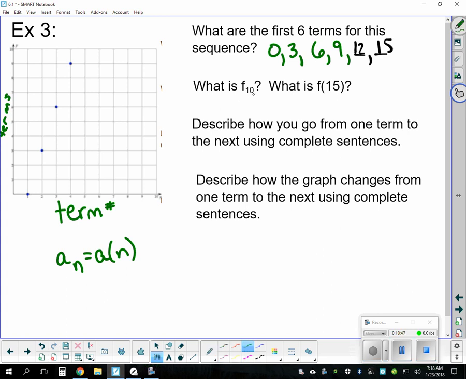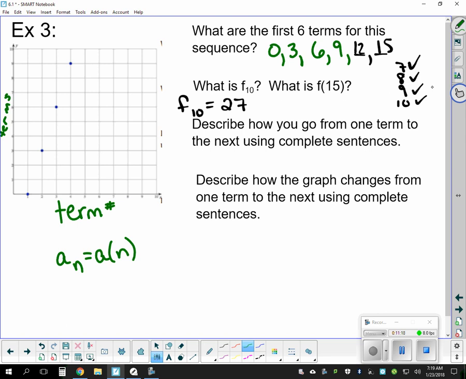The next question said, what is f sub 10? Well, we've already got our first 6. So how many more times would we have to add 3? Well, the 7th, the 8th, the 9th, the 10th term. Okay, so here's the 6th term, 15. Add 3 more, we'd get 18. 21, 24, and finally 27. So f sub 10 is 27.